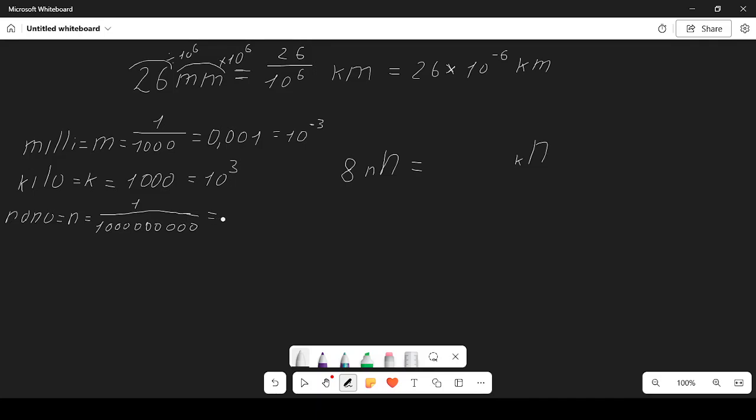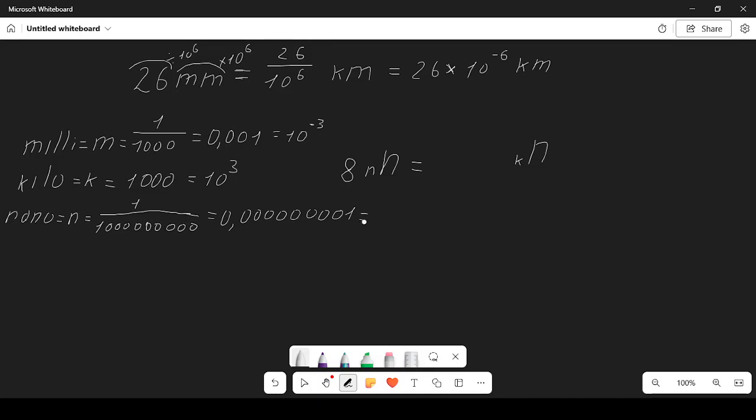We can present it in a decimal form. Again, it will be a lot of zeros. From a 1 we move 9 orders of magnitude left. 3, 6, 9. So this is nano. This is 1 billionth part.